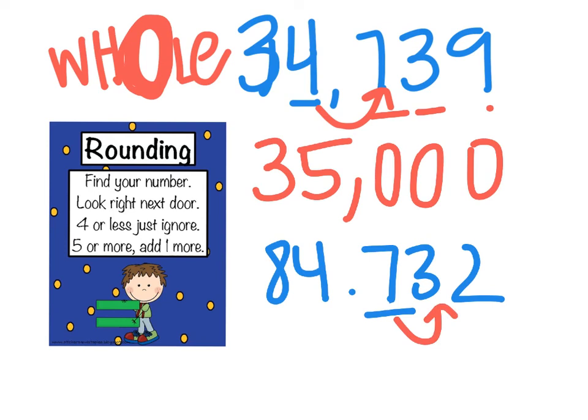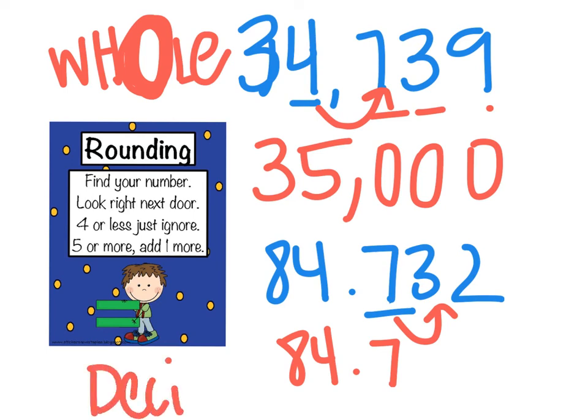Since to the right, next door, we have a 3, which is 4 or less, we're just going to ignore. We're going to leave our 7 the same, so we'll have 84.7. Now with decimals, you don't need to add zeros at the end, so we can just leave it there. For decimals, think about it, decimals starts with a D, D for drop. With decimals, when you're rounding, after the rounding digit, you drop everything else, whether you go up or down.